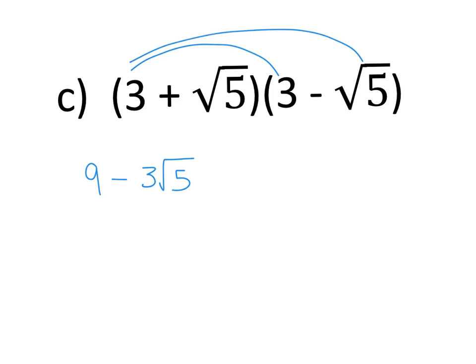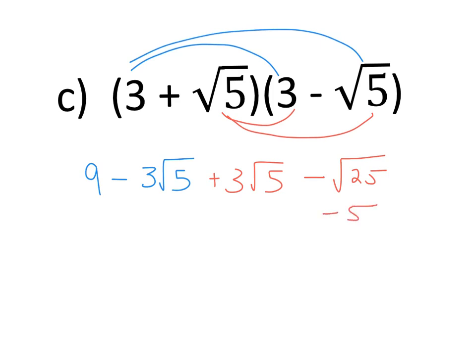Okay, now I'm going to go ahead and do the same thing here with the square root of 5. I'm going to take it to both parts. So square root of 5 times 3 is 3 root 5. And then the square root of 5 times negative square root of 5 would be a negative square root of 25. Okay, so now in this case, the square root of 25 is just 5. So really it's just saying negative 5 there. Okay, so now I'm going to go ahead and combine like terms.